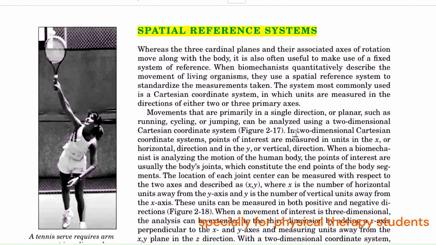Everyone, I'm back with a video lecture, and today we're going to discuss spatial reference systems. Before starting anything else, let's say what a spatial reference system is and what its importance is for a physical therapist in your treatment plan.